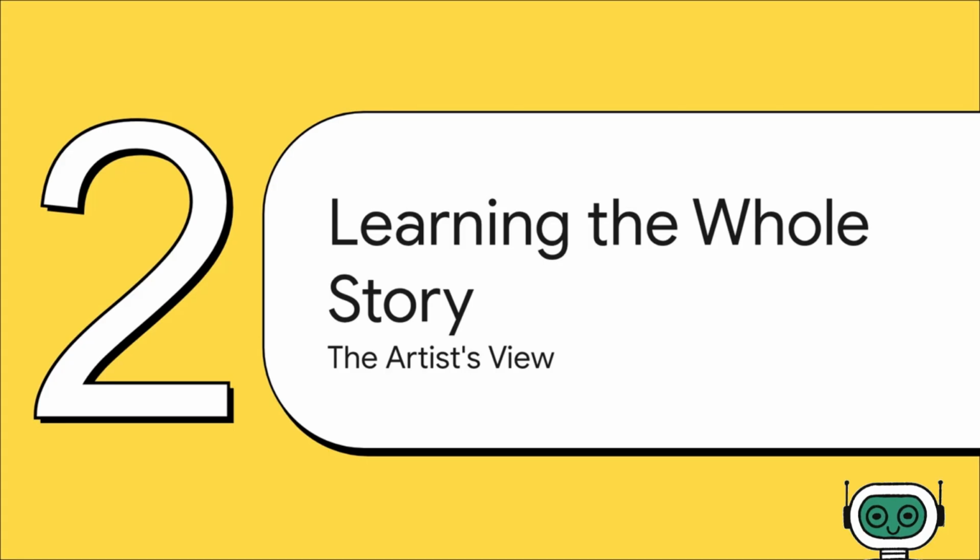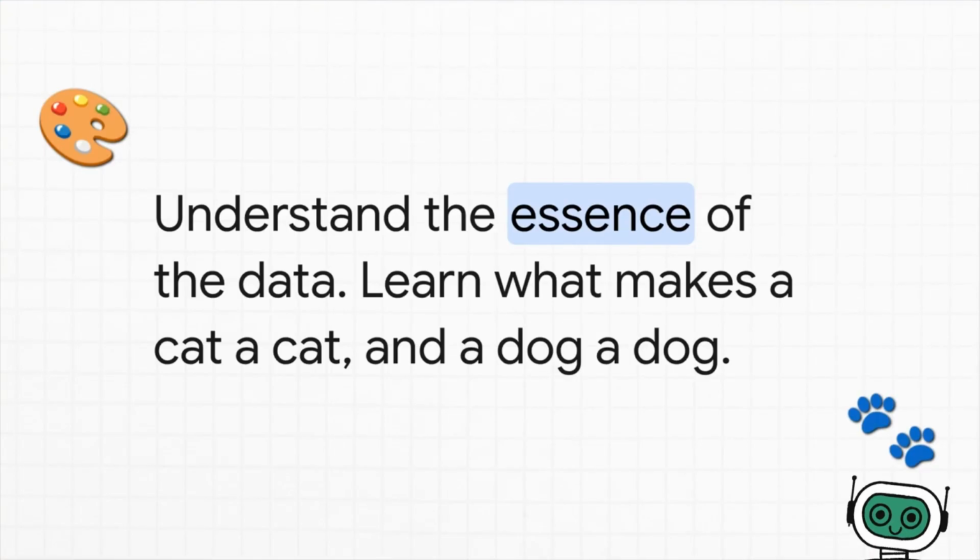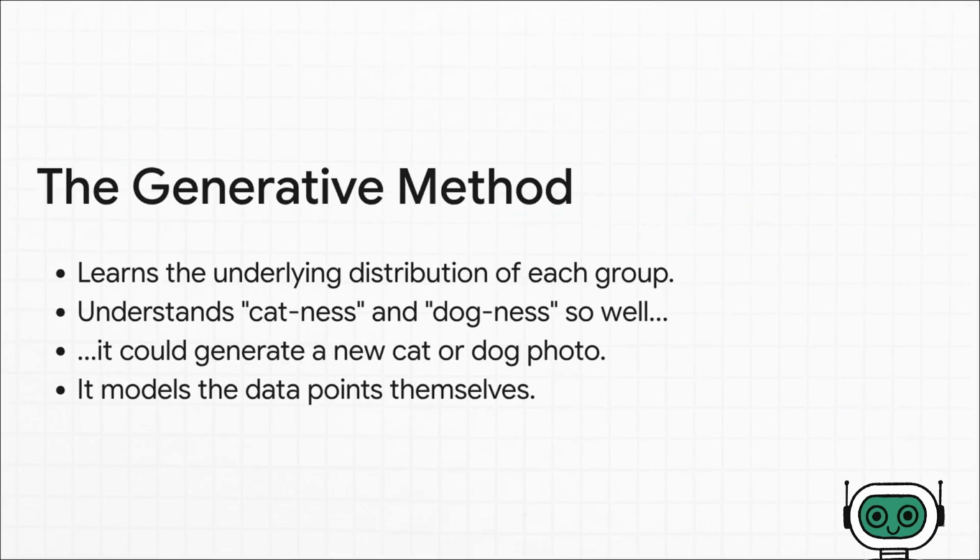All right, now for the second philosophy. This one goes a whole lot deeper. This is the artist's approach. Now, the artist isn't happy with just a line. The artist wants to understand what makes a cat a cat, and what makes a dog a dog. It studies everything: the fur texture, the eye shape, the posture, to build this really rich, deep understanding. And this, of course, is the generative model.